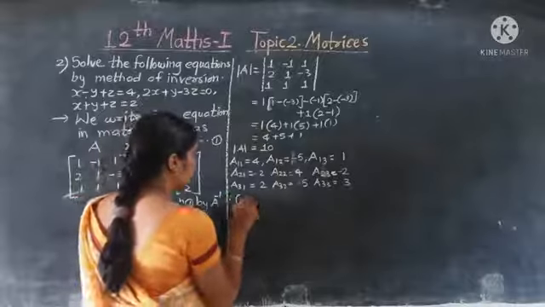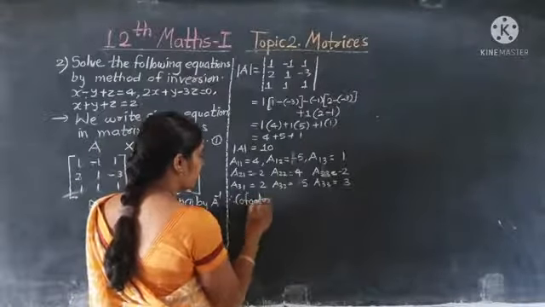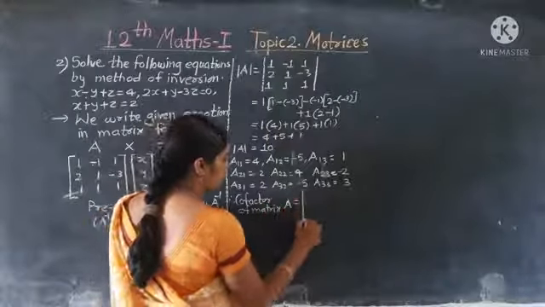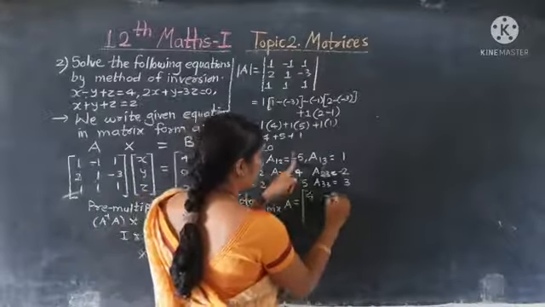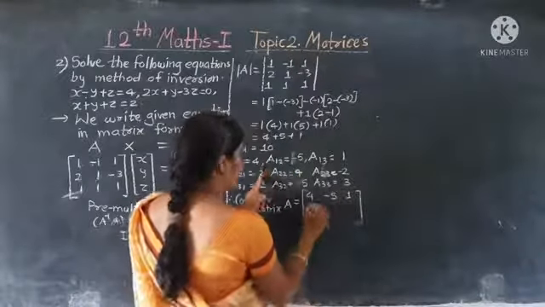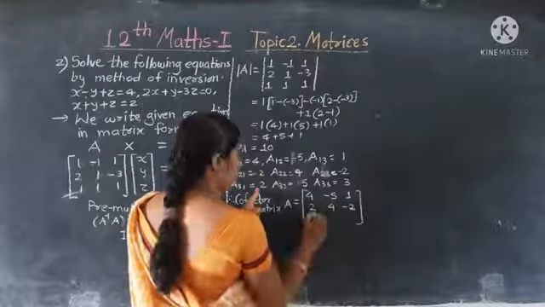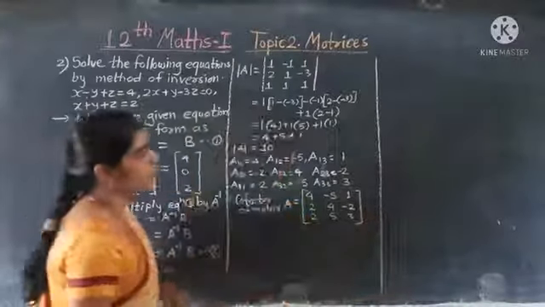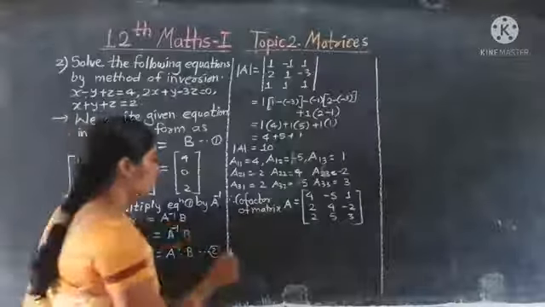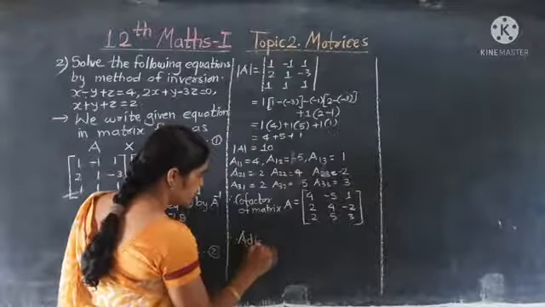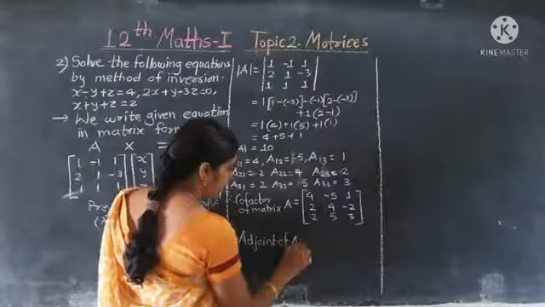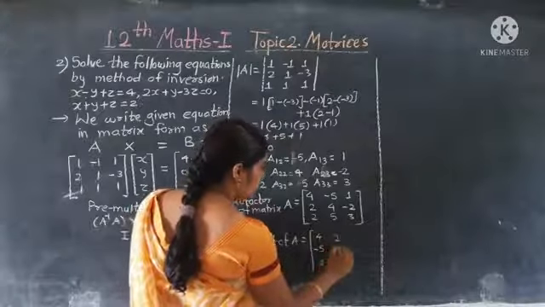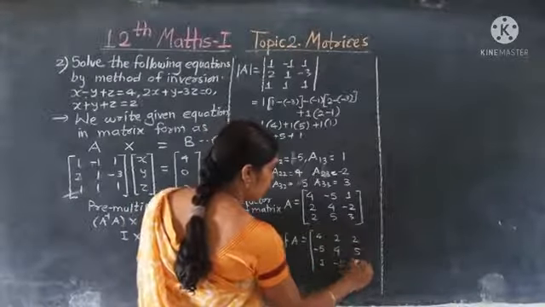Okay. Therefore you write the cofactor of matrix A is equal to 4 minus 5 1, then 2 4 minus 2 and 2 5 3. This is how we get the cofactor of the given matrix. Therefore adjoint of A is equal to you write the transpose of 4 minus 5 1, 2 4 minus 2, 2 5 3.